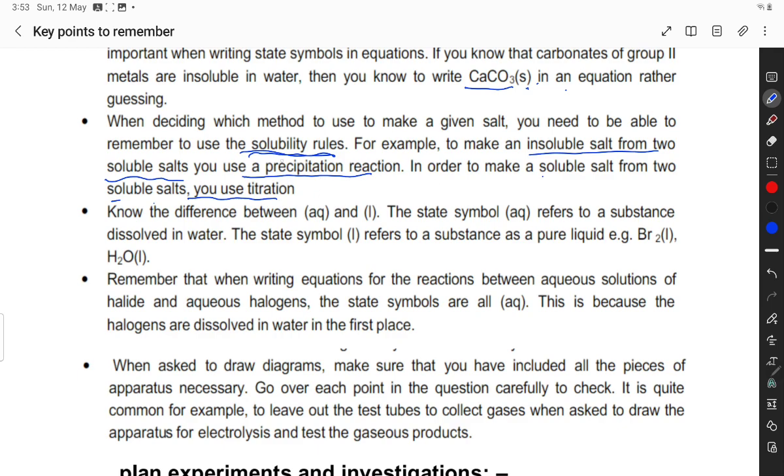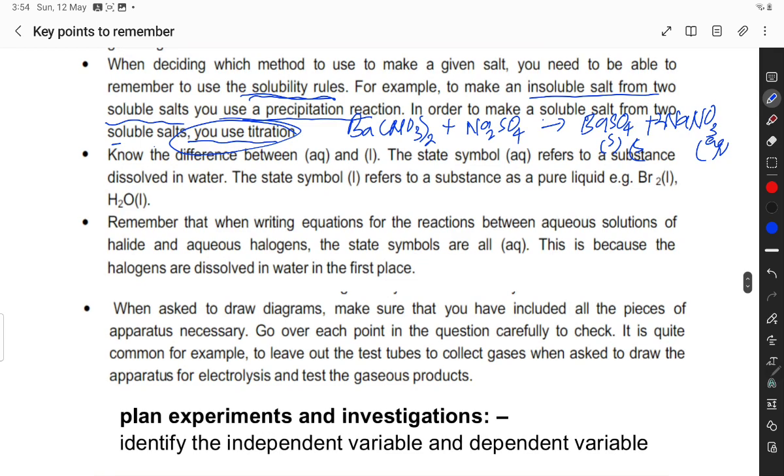For example, in precipitation, barium nitrate, two aqueous salts, plus sodium sulfate gives one insoluble salt, BaSO4, which is insoluble, plus sodium nitrate. So this is an aqueous salt. In titration, group 1 salts and ammonium salts are prepared by using titration.